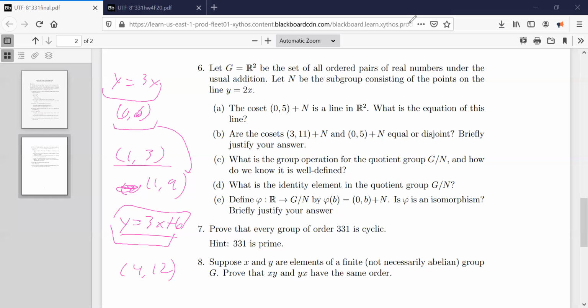Yeah, I think this problem's kind of neat. It sort of reminds me of linear algebra, where you were dealing with translations and such. Yeah, this is a very similar concept there.